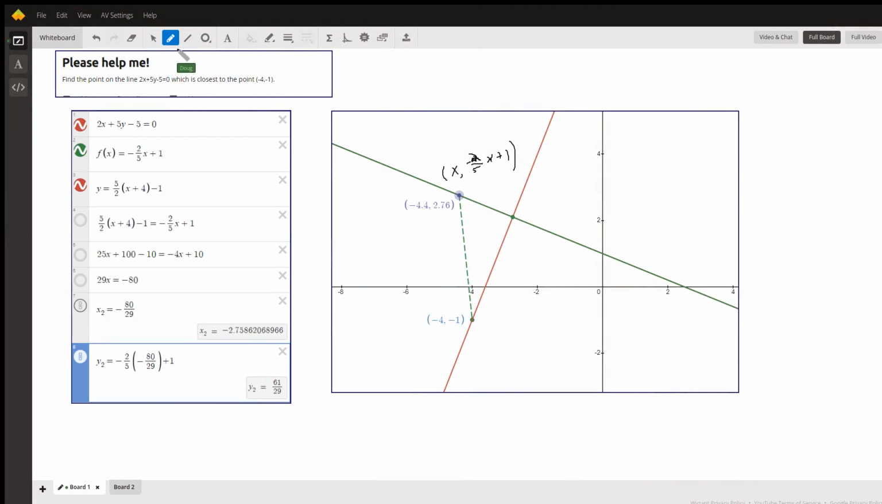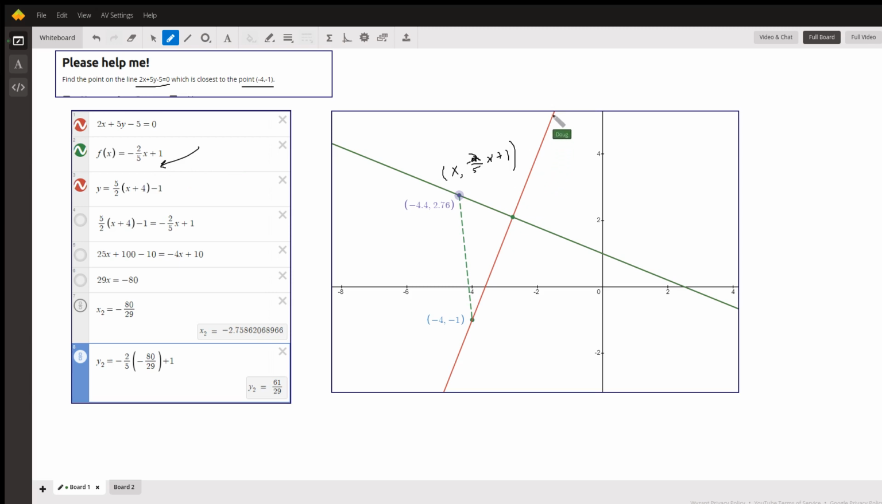Okay, you're given this line right here, 2x plus 5y minus 5 equals 0, and you want to find the point on that line that's closest to this point. I'll quickly go through the idea that you can actually find the coordinates of that point without using any calculus at all. Here's the original line, written as f of x equals -2/5 x plus 1.